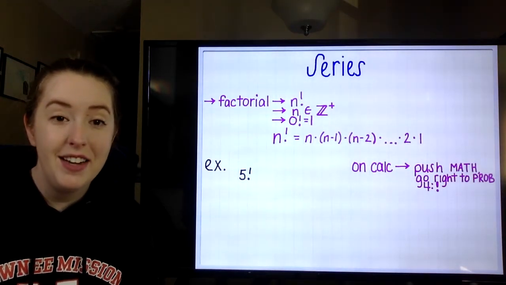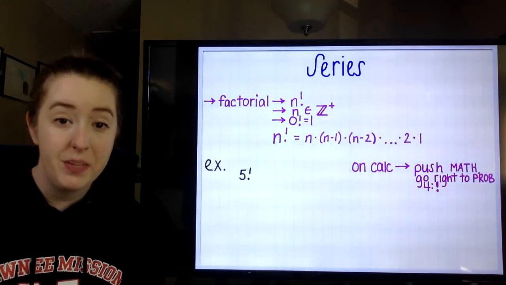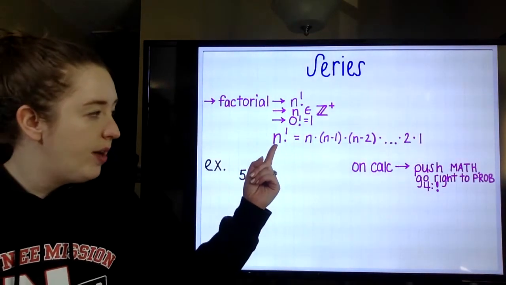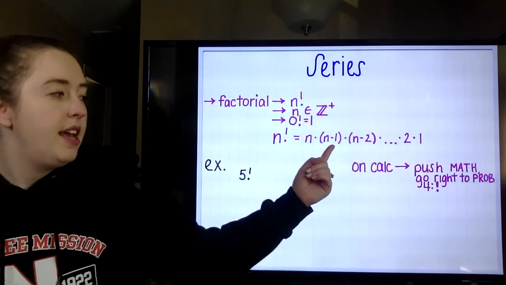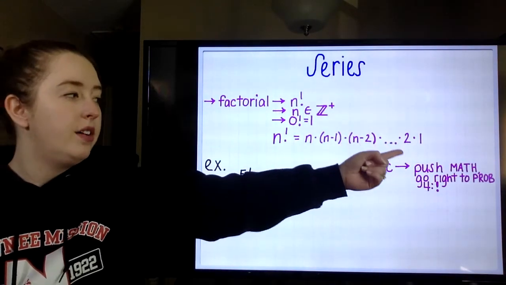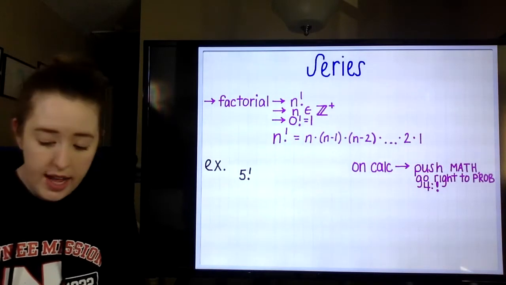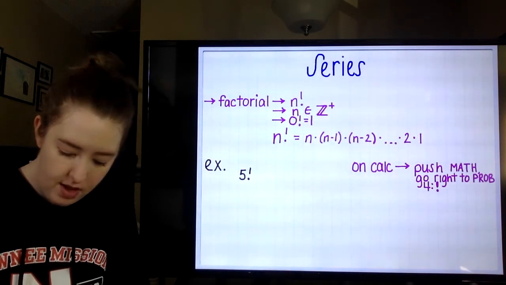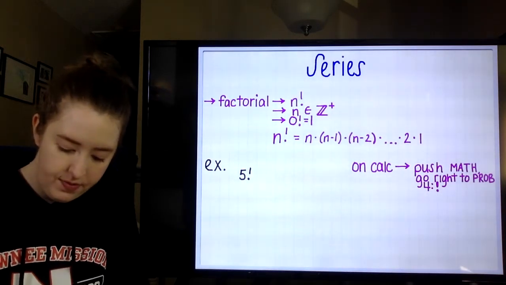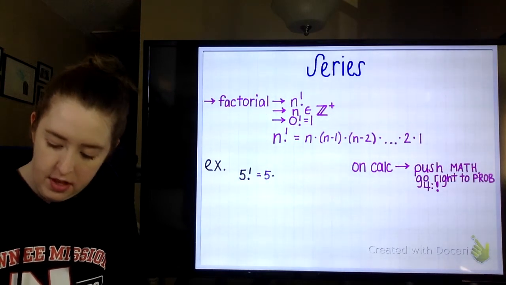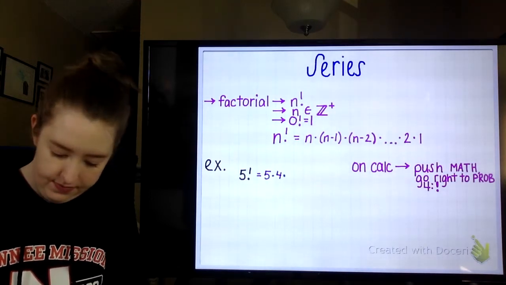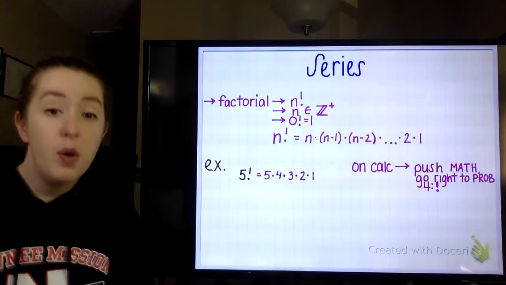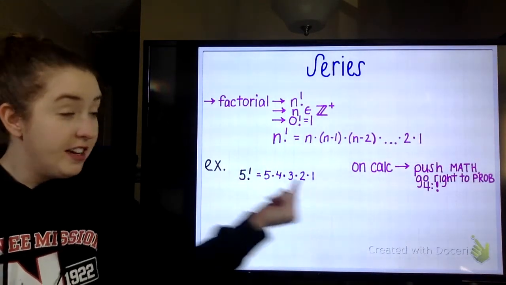We'll look at it a little bit later as a way to look at binomial expansion. But the best way to find it: n factorial is n times n minus 1 times n minus 2, all the way down until you get to 2 times 1. So if we were looking at 5 factorial, that would be 5 times 4 times 3 times 2 times 1.